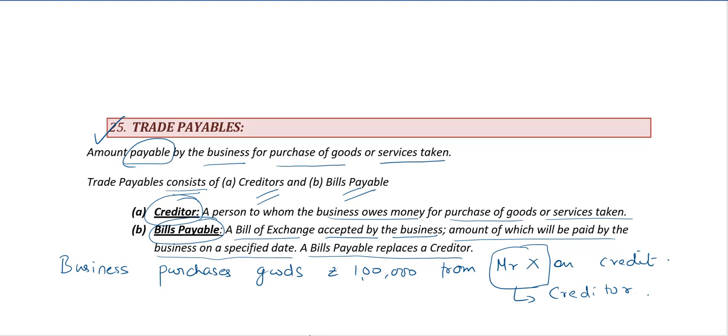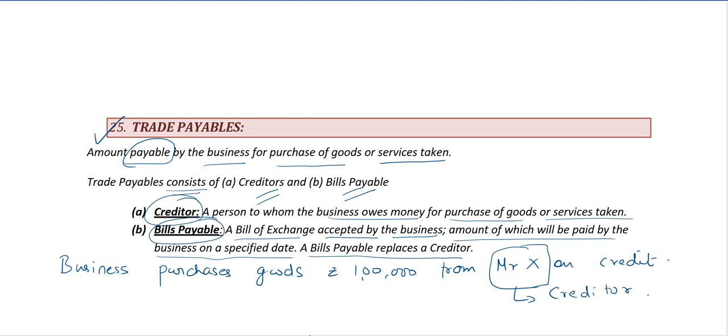And if the business accepts a bill of exchange promising to pay the amount of rupees 1 lakh on a specified date, then the creditor Mr. X is replaced by the liability called bills payable. A bills payable is a negotiable instrument, a bill of exchange wherein the business promises to pay a certain amount of money as on a specified date.